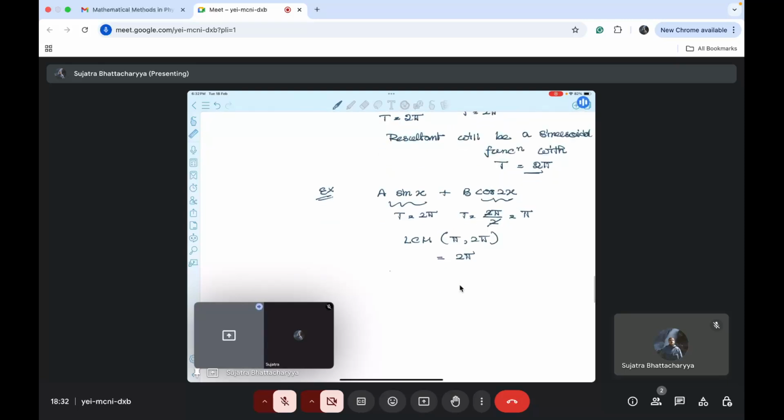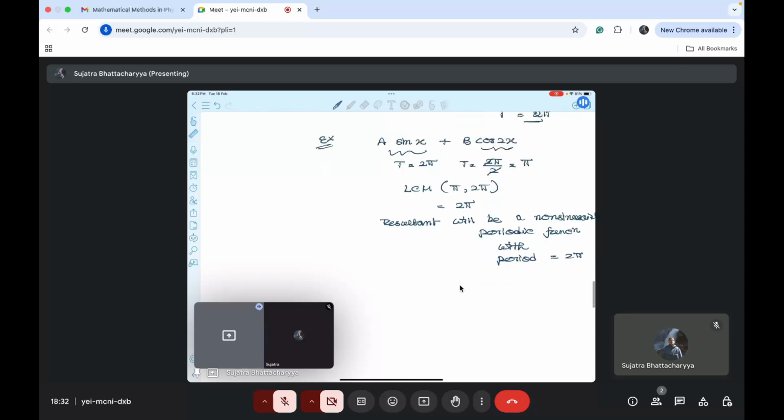Fine. Here the resultant will be a non-sinusoidal periodic function with period equal to the LCM of the two, which is 2 pi. Okay, this is another example.